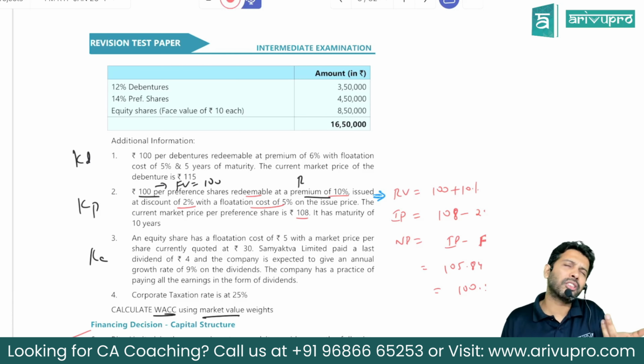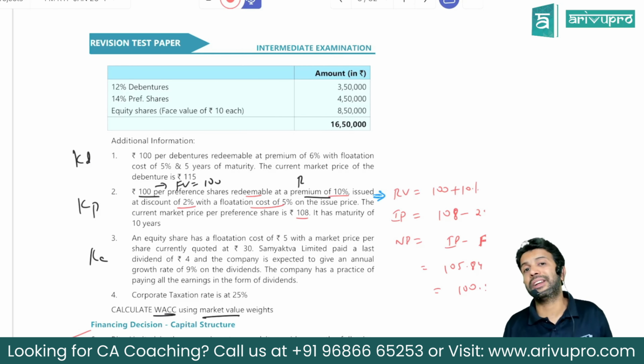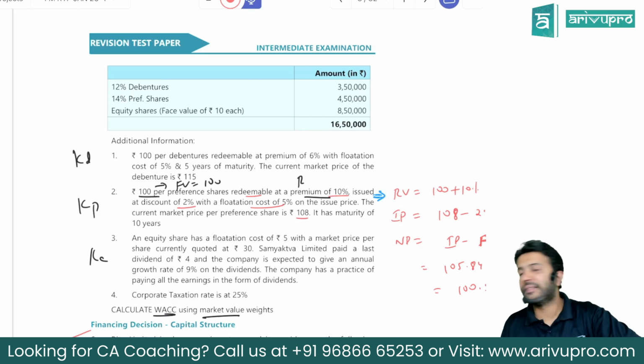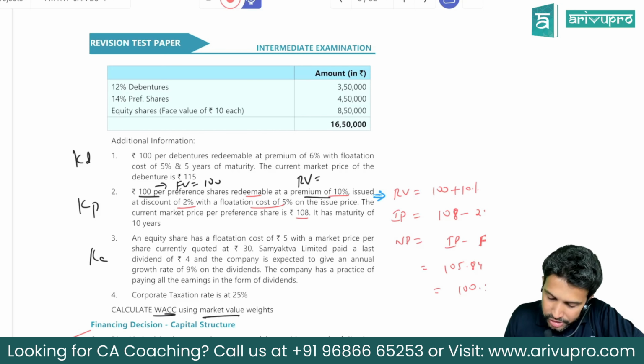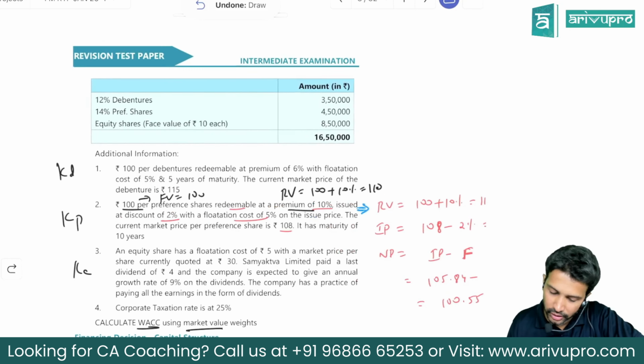The formula for the cost of redeemable preference shares: how do you get Kp? Preference dividend plus (RV minus NP) divided by N, whole thing divided by (RV plus NP) divided by 2. RV is how much? 100 plus 10%, so RV is 110. Done? Okay.